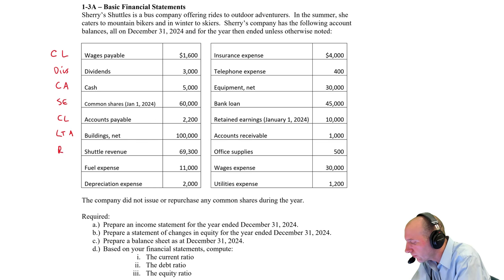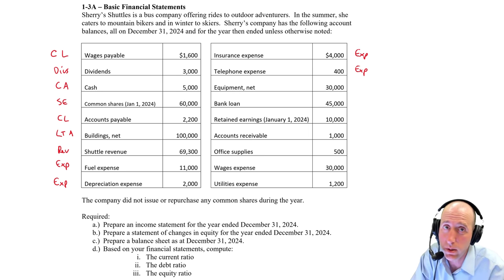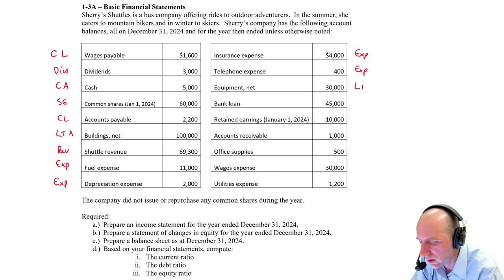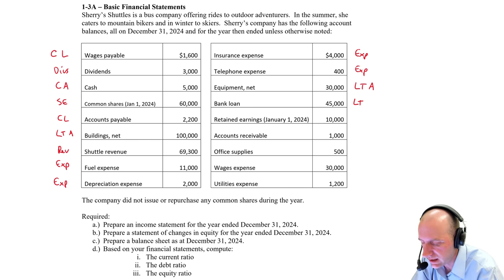Shuttle revenue, it's revenue. Fuel expense, that is an expense. Depreciation expense is an expense. It's got the word expense in it. Insurance expense, that's an expense. Telephone expense, that's an expense. Equipment, again, it's got that word net. We'll explain that later, but just think, okay, the value of our equipment is $30,000. That is a long-term asset. Bank loan, in the absence of other information, we're going to assume bank loans are long-term in nature, and it's definitely a liability, something to be paid back.